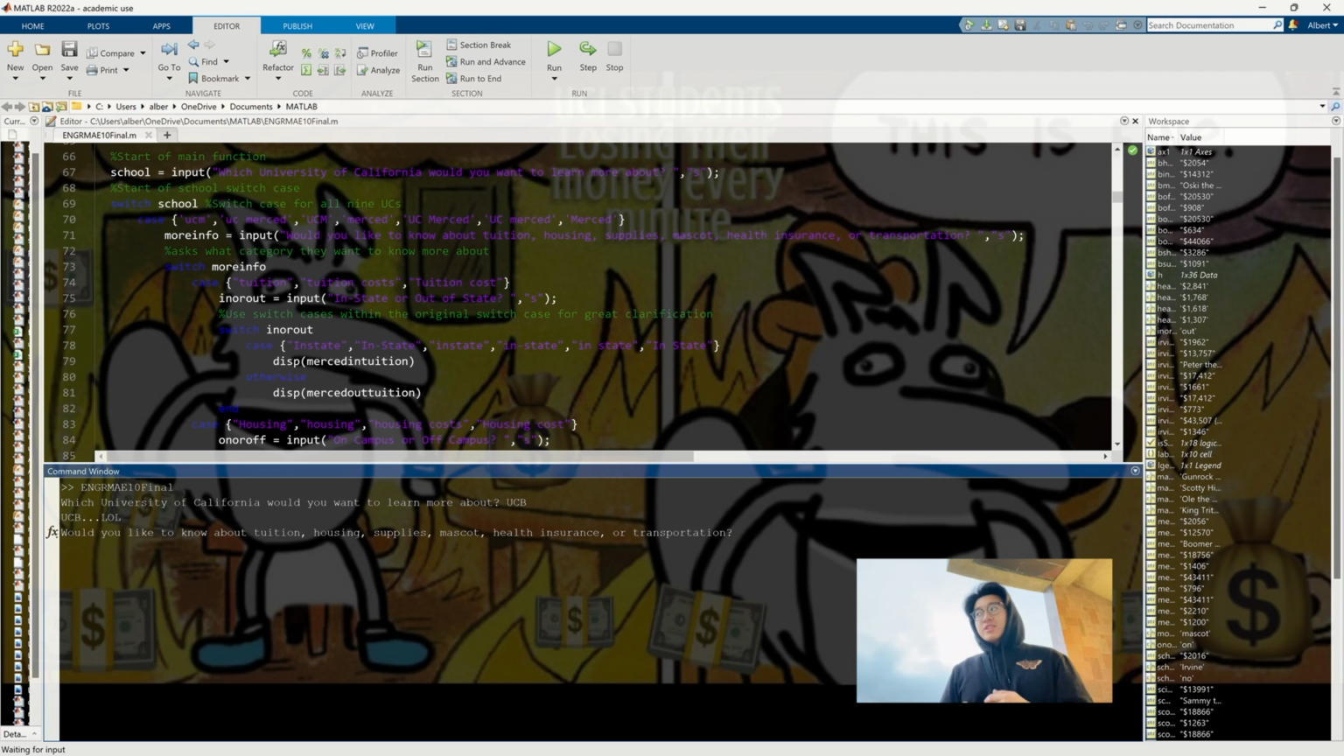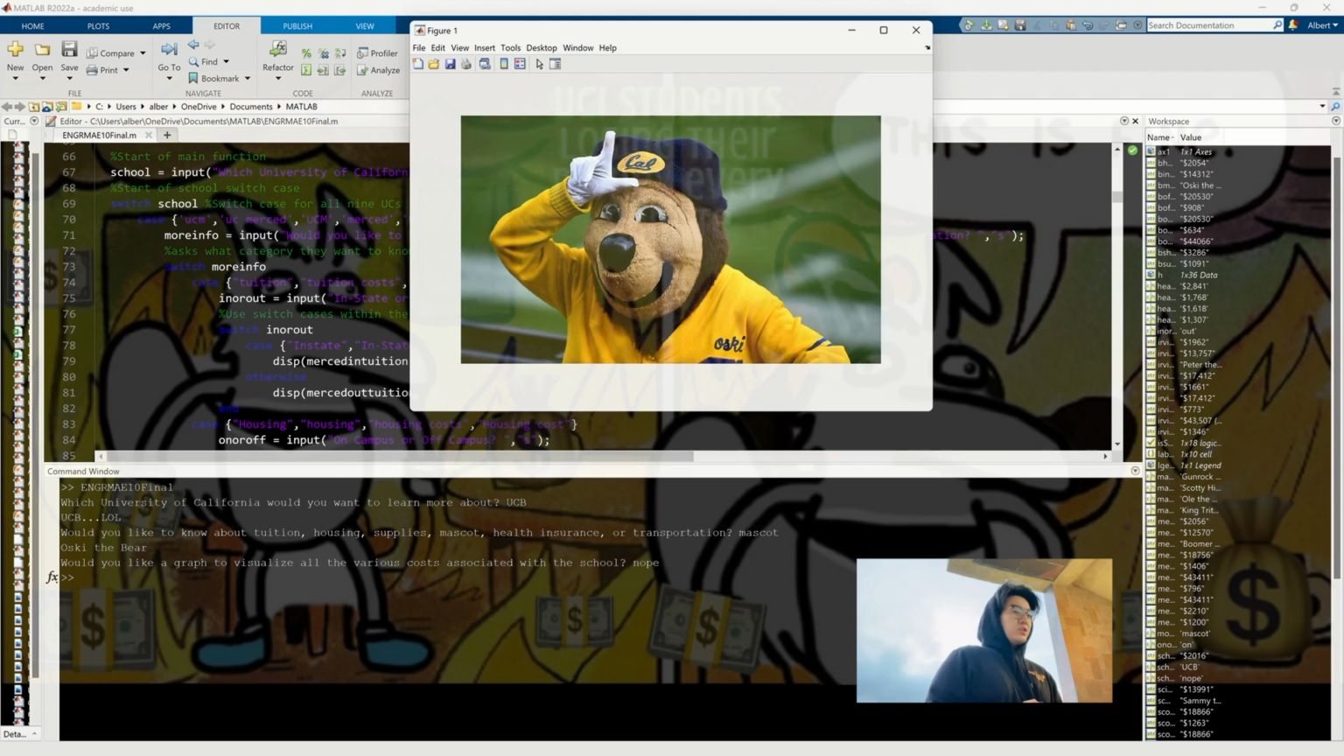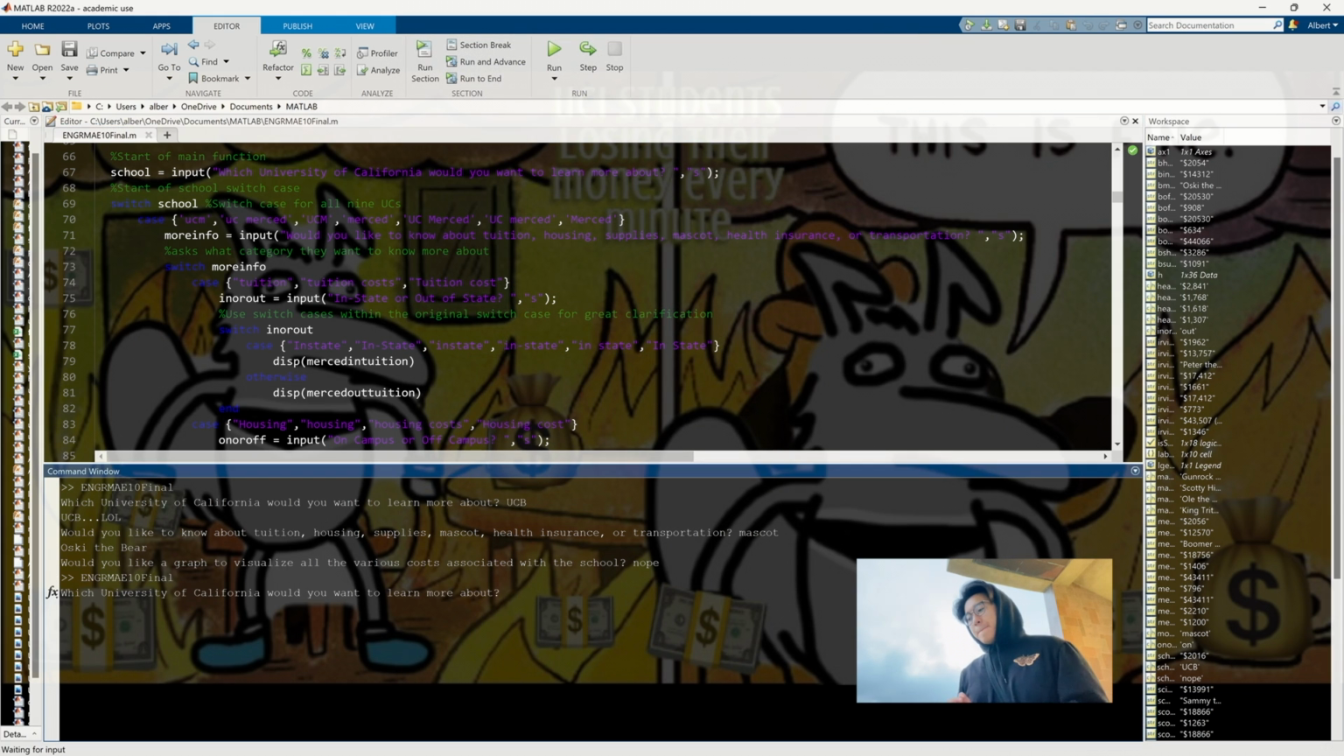That way they can just look ahead and see, how much money will I be losing at this school? And they can just compare it for financial reasons or just for fun.